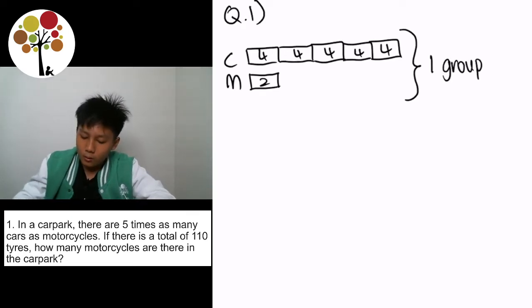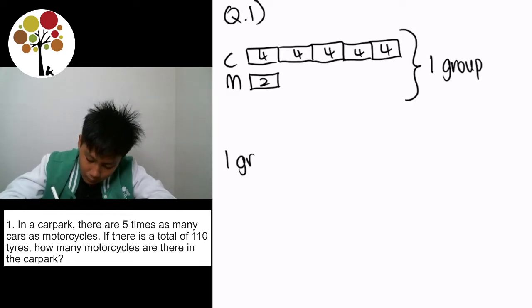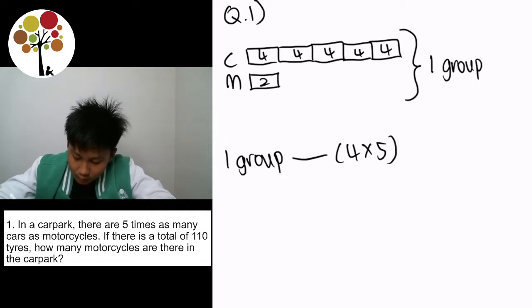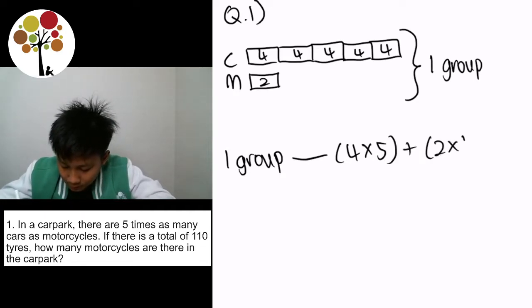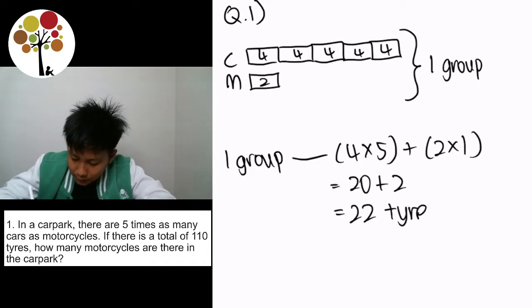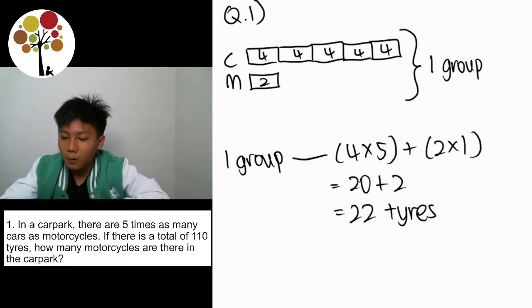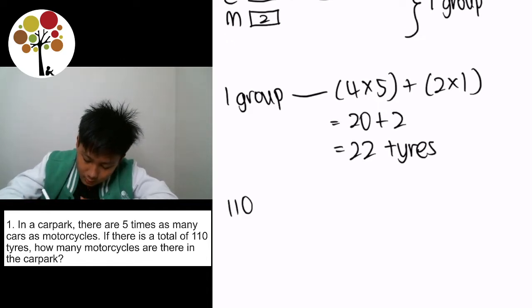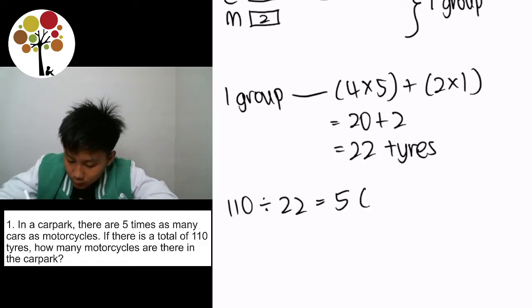Okay. Now, so in one group, there's a total of 4 times 5 plus 2 times 1, which is equal to 20 plus 2, which is equal to 22 tires in total in one group. But in the question, there are 110 tires in total. So we take 110 tires, divide by the number of tires in one group, which is 22, which is equal to 5. So now we know that there are 5 groups.